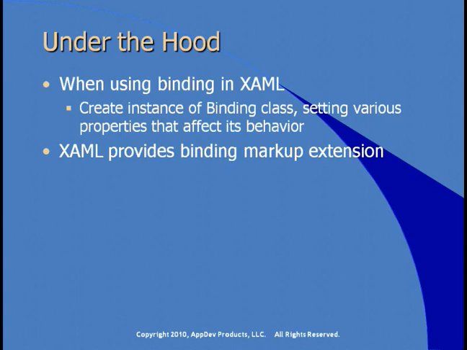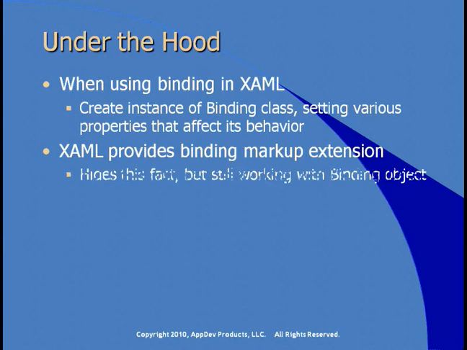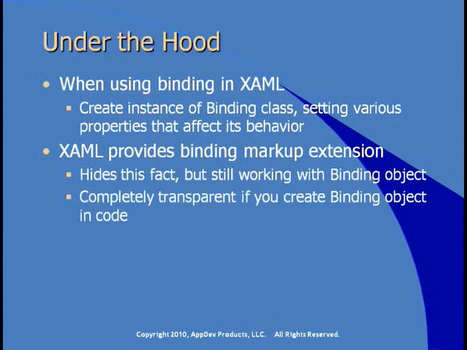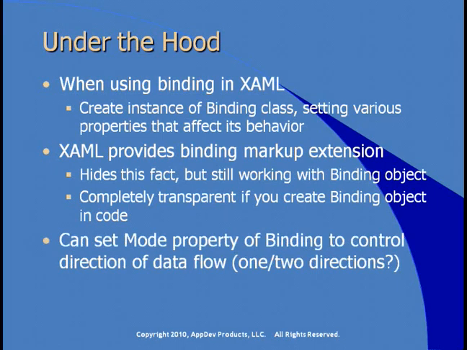XAML provides a binding markup extension. You may have seen this before, and it does simplify the syntax. It hides the fact, but it's still working with a binding object. And this is completely transparent if you create the binding object in code. You can set the mode property of the binding to control the direction of the data flow. You can have the data flow in one direction or both directions.